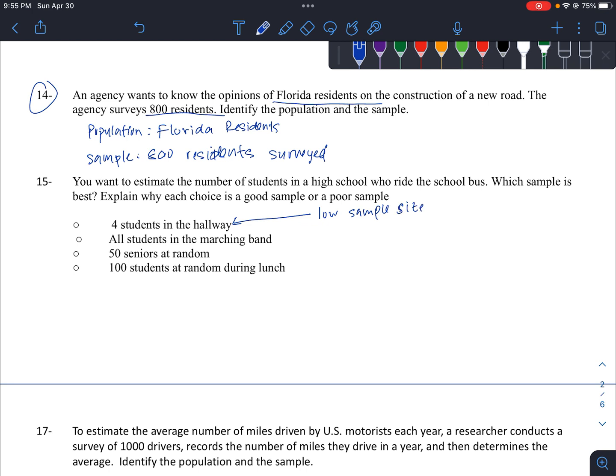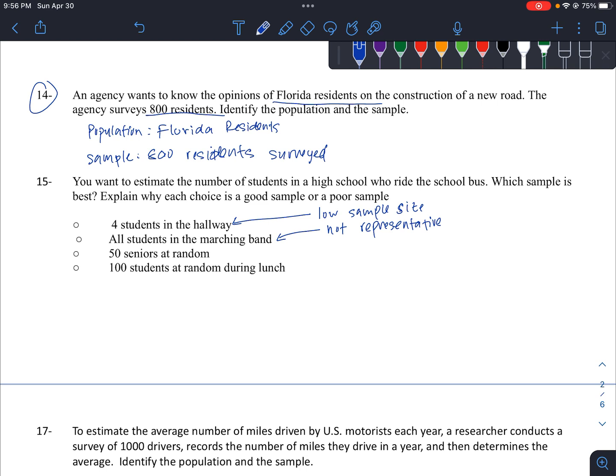The next one, all students in marching band. This one might not be representative of the whole school because it's just one particular part of the school. I don't know, maybe people in marching band. I would say that's just not representative of everybody. So not representative of the school. Okay.